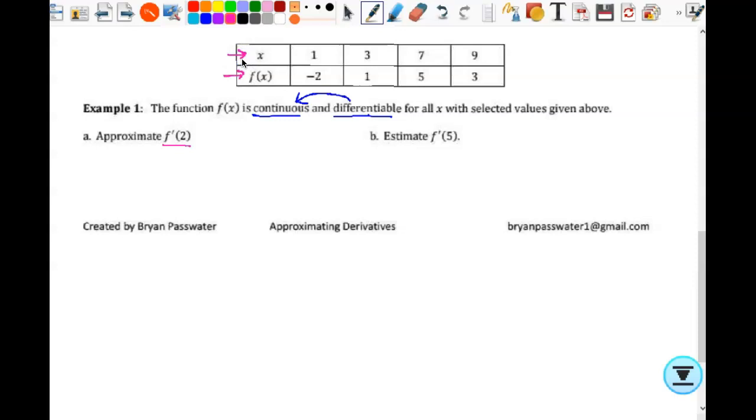So I look, 2 would go right here, right? So I think the best thing to use to approximate, since I'm using a table and I'm just going to straight up find slope, would probably just be these 2 points. I think that's going to give me a better one than if I used the 1 and the 7. Would you agree with that?